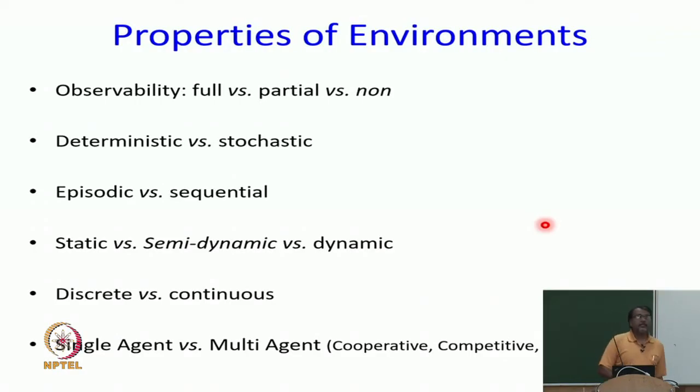Then there are episodic versus sequential tasks. An episodic task is a one step task. I give you an image and I say, is there a dog in the image? That is a one step task. You are not playing a sequential long term decision game. Like I give you a CSP and you solve it. That is a one step task. This is the solution.